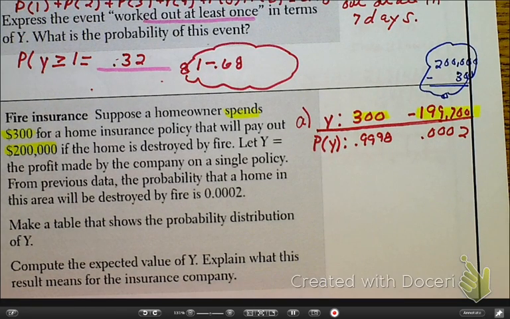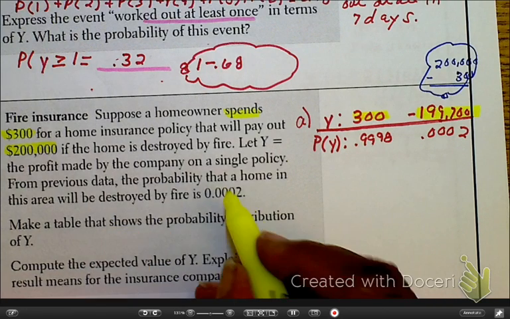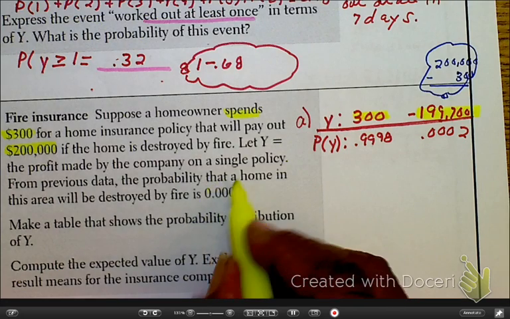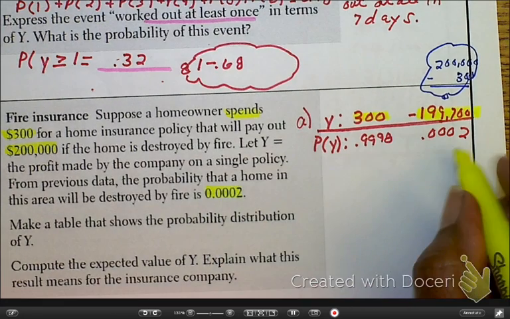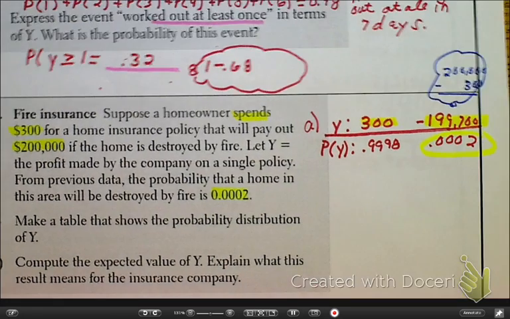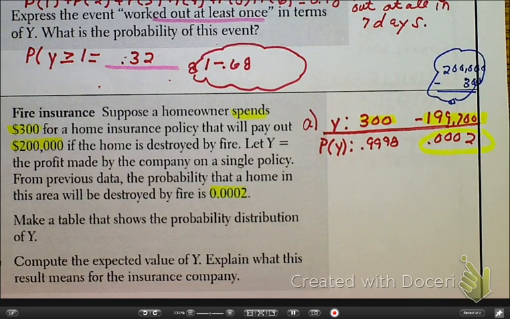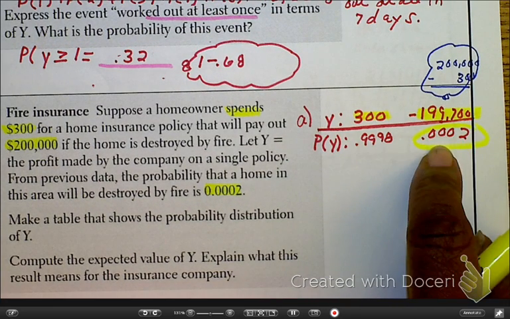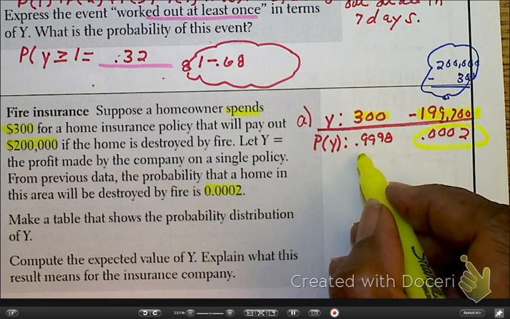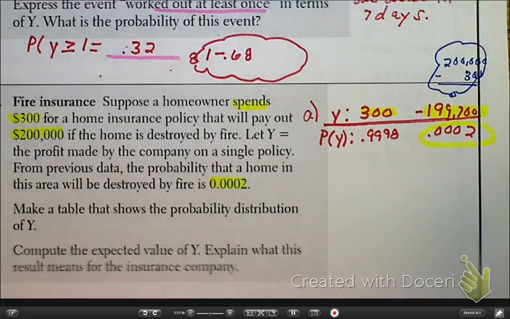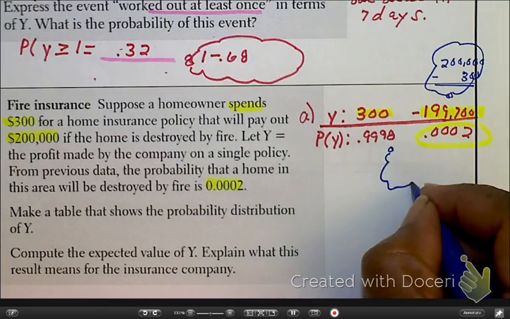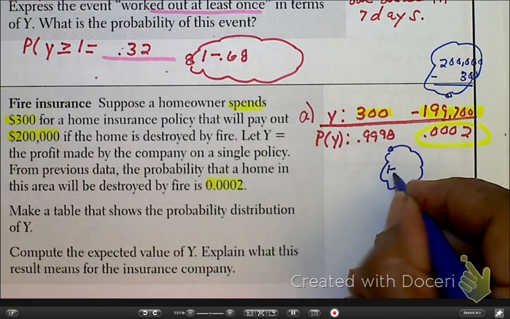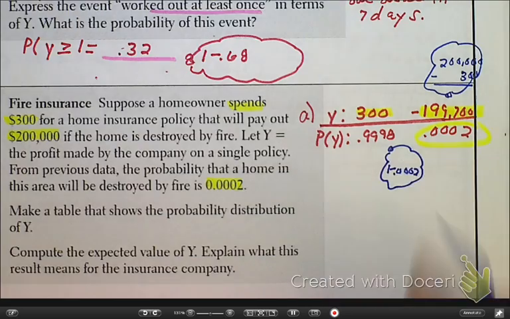Now the next thing they said, from the previous data, is the probability that a home is destroyed by fire. If it's destroyed by fire, that's how much the insurance company loses. And if that's how much they lose, when I subtract that probability from 1, this is the probability of gaining. That's where the 0.992 comes from.